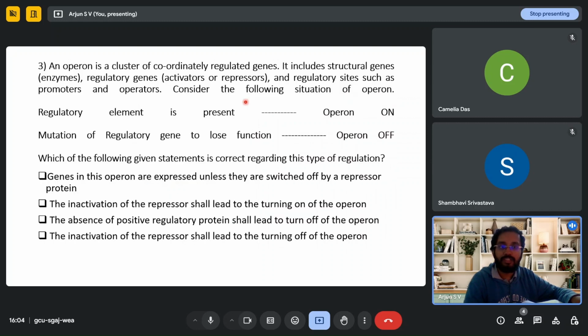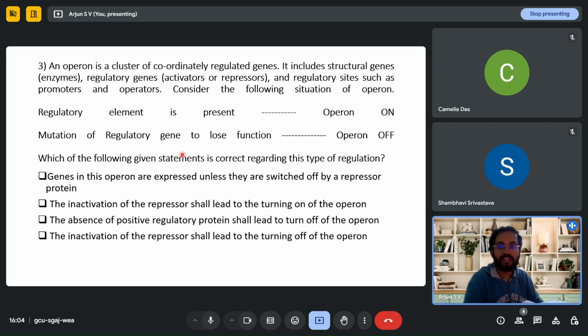Question number 3: an operon is a cluster of coordinately regulated genes. It includes structural genes, regulatory genes, and regulatory sites. They have given a case where, when the regulatory element is present, the operon becomes off, and on mutation of the regulatory gene to lose function, the operon becomes off. So basically it's a form of positive regulation, and they are asking which of the following statements is correct regarding this type of positive regulation.